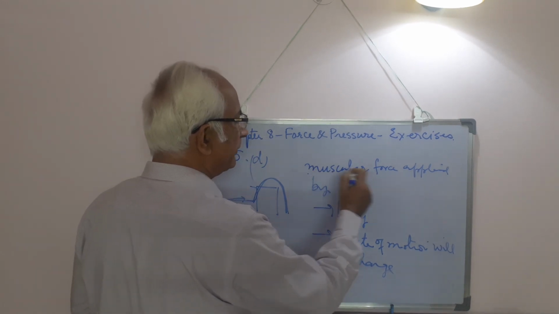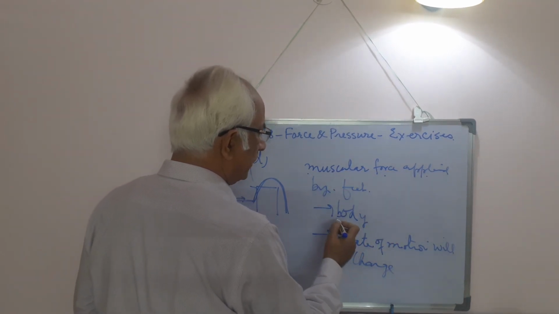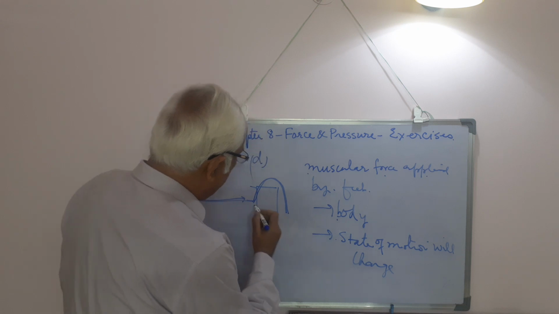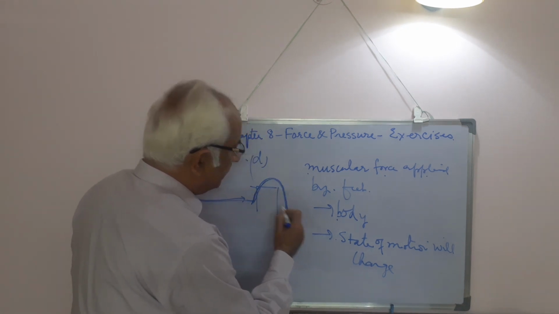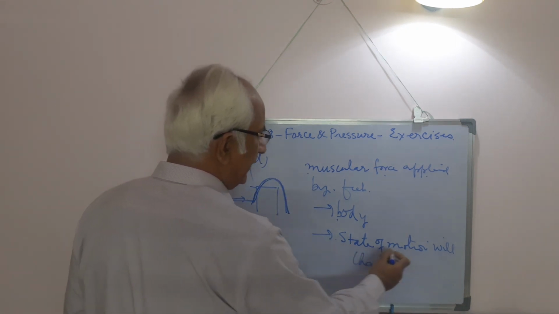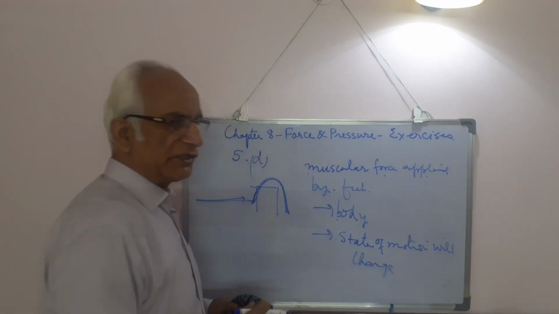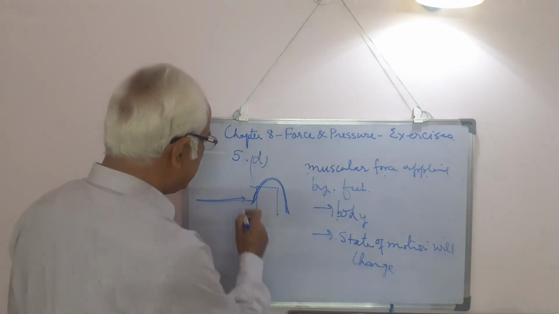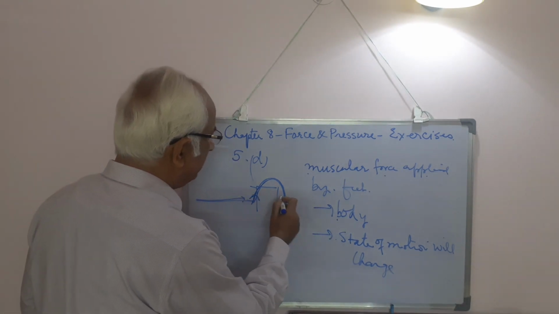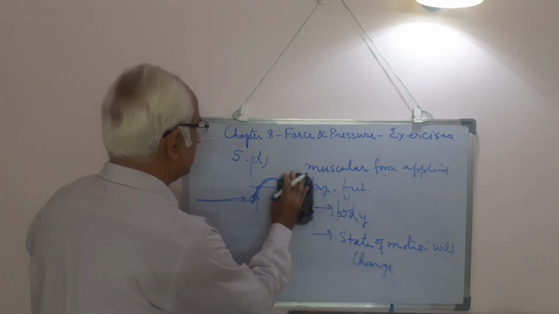So agent is muscular force applied by feet, object is body, his whole body is moving up and crossing this bar. And what is the effect of the force? The state of motion changes. The direction of the motion changes and even the speed also changes.